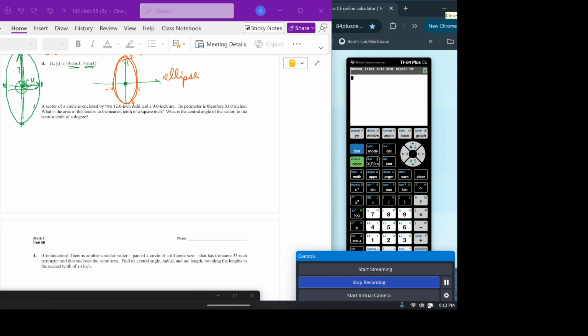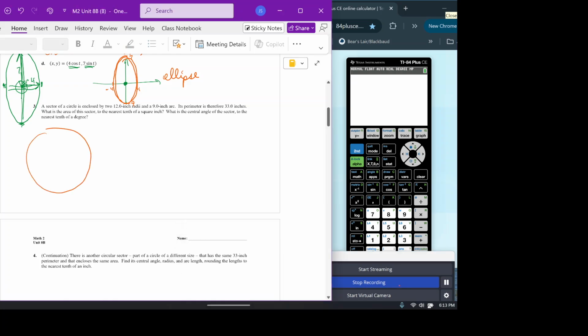Number 3 talks about a sector of a circle. So here's a circle and a sector of it. It's got two 12-inch radii and a 9-inch arc. And so then the perimeter is 33 because that's 12 plus 12 plus 9. What's the area of the sector?